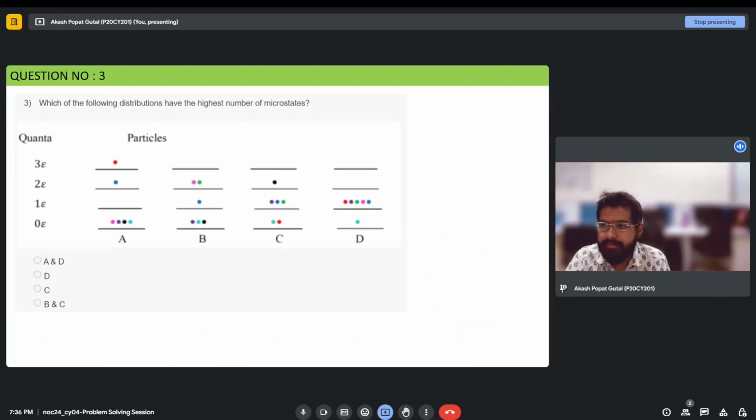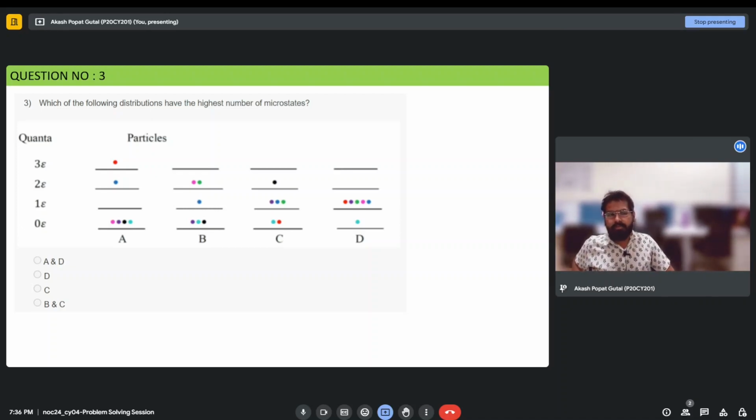Fine. The next question. Question number 3. Which of the following distributions have the highest number of microstates? So the 4-level system is given, and the distributions of the distinguishable particles as A, B, C, D are given. You need to find out which distribution has the highest number of microstates. So please try.